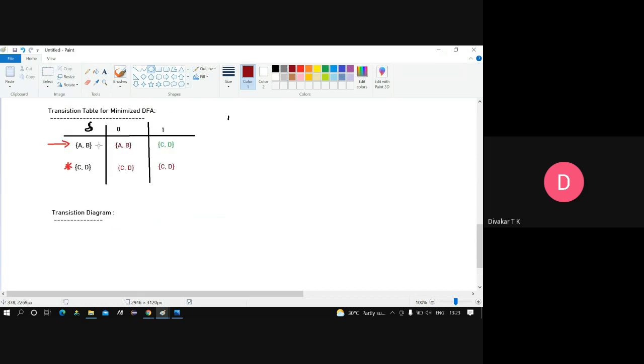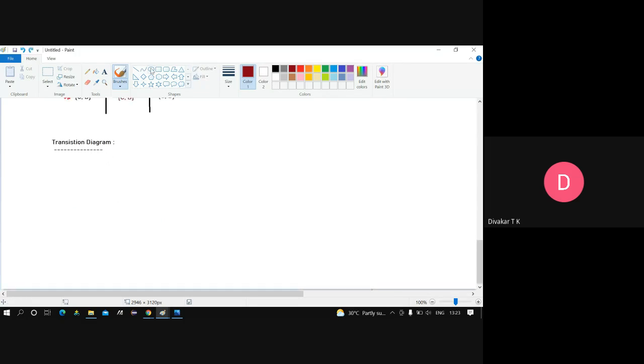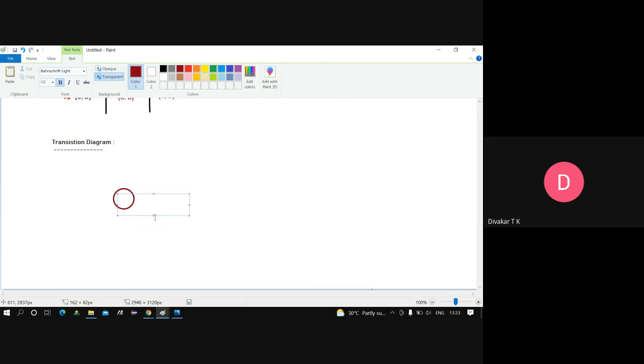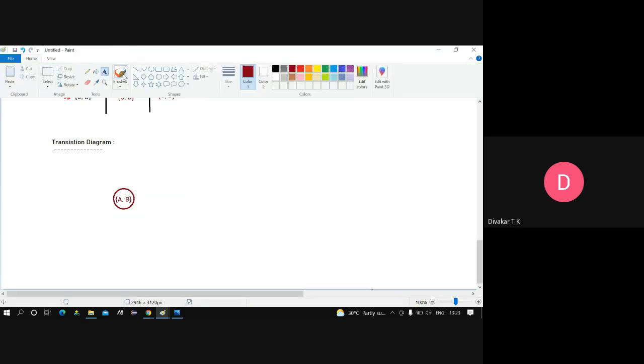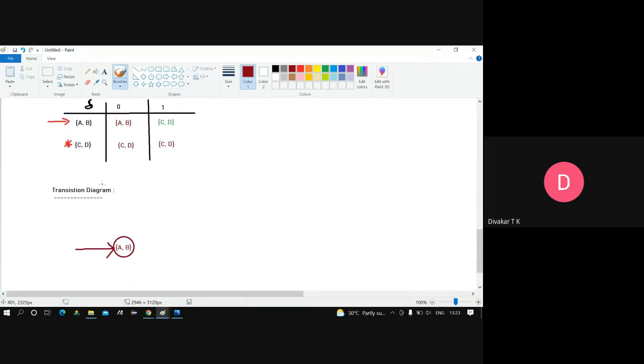Okay, so first, which is the starting state? The starting state is A comma B here. Take down, write it. Okay, A comma B. So this is the state A comma B. Inside I'll just write A comma B as my state here. Okay, got the clarity? Perfect. How to denote the starting state in the transition diagram? Arrow symbol. We are done with the starting state. Okay, perfect. Next is which is another state, C comma D. Okay, right.